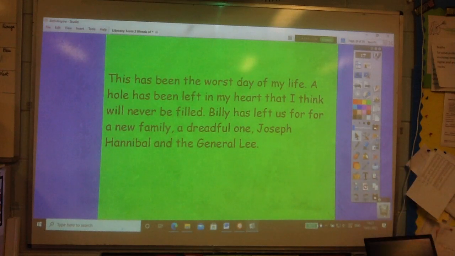So here is a bit of an example on this page and the next one that I've got for the beginning of the diary. Now, I've chosen the bit where Billy leaves as my particular example in this case, and in this one Laura is standing there. It's her diary and she's looking out, she had been looking out to sea, and she's writing about that tragic day when Billy sneaks off aboard the General Lee. So I've written, "This has been the worst day of my life. A hole has been left in my heart that I think will never be filled. Billy has left us for a new family, a dreadful one, Joseph Hannibal and the General Lee."